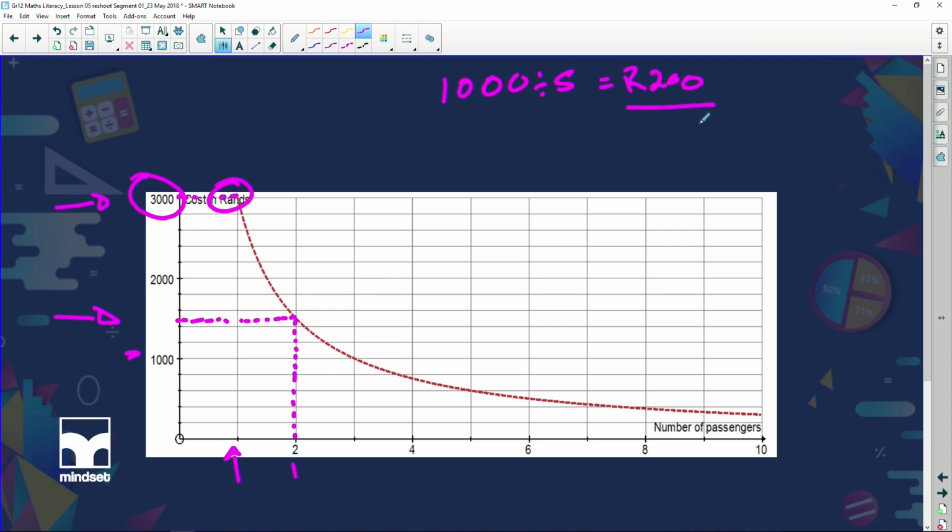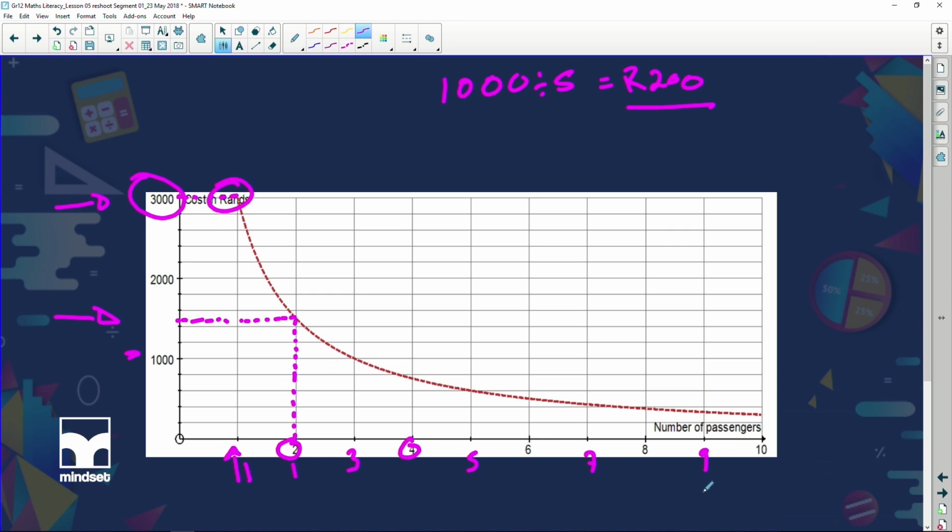Okay. Now, let's have a look at our horizontal scale. Our horizontal scale, big is 2. You can see here, there's a 2, here's a 4. But if you look, there's 2 blocks. And 2 divided by 2 is 1. So each block represents 1 passenger, 2 passengers, 3 passengers, 4, 5, 6, 7, 8, 9 passengers. Okay?